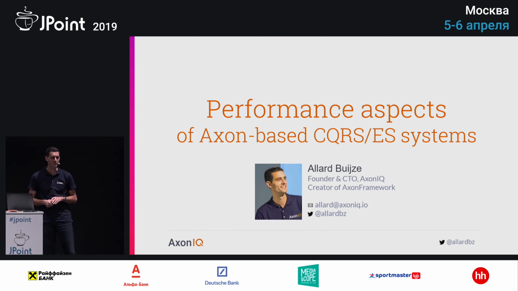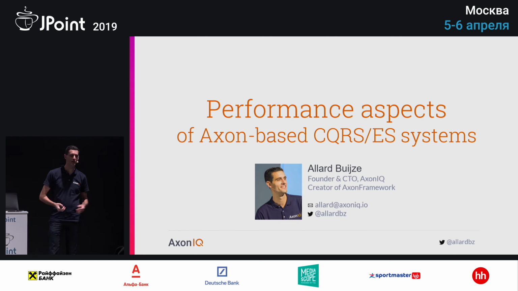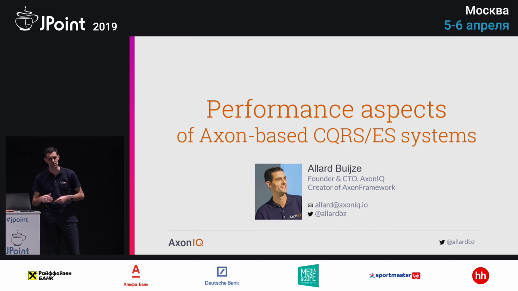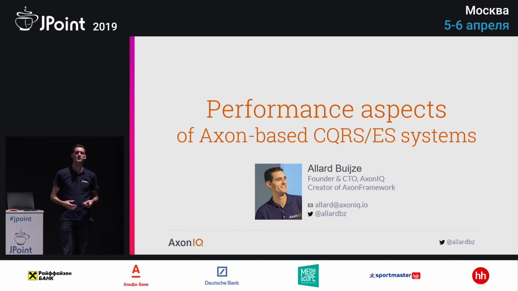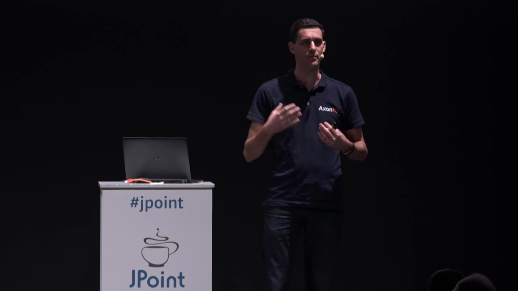Fortunately, we've moved way beyond the experimental stages, and it's now being used in production quite a bit. And a lot of our users take this naive approach to using Axon, and we'll get to that a bit later, and they get in trouble. It does not perform, and so in this talk, I want to talk about these performance aspects. In a CQRS and event sourcing system, what are some building blocks that you can use to tune the performance to make it as fast as you need it to be?